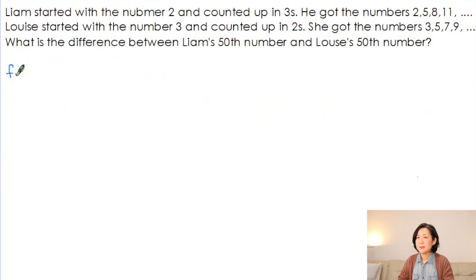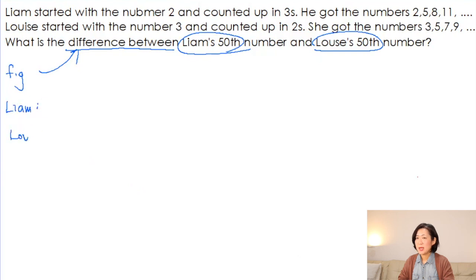So with a word problem, always think about your final goal. And the final goal is the difference between Liam's fifth number and Louis's fifth number. That means you need to find the two number sequences, right? The formula for the two number sequences, Liam's sequence and Louis's. So now let's see. Liam's sequence is 2, 5, 8, 11, and Louis's is 3, 5, 7, 9. So what did you notice? So let's find our nth term formula. Then identify whether these sequences are linear or non-linear.